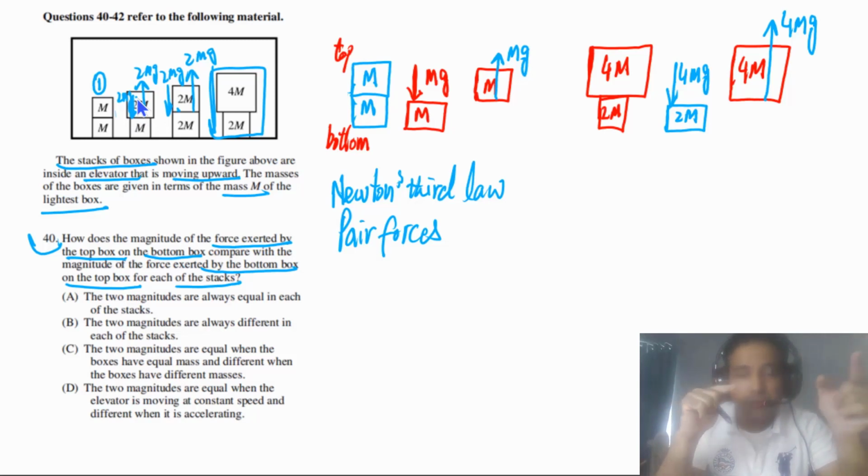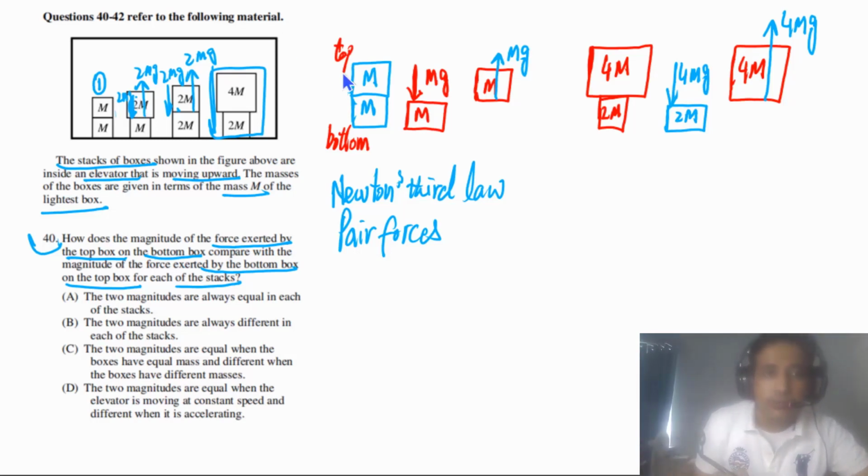In this case, these forces are action and reaction forces, and they form Newton's third law pairs. That's the reason these forces are equal in magnitude and opposite in direction. So now we need to figure out the answer. Option A says the two magnitudes are always equal in each of the stacks. Yes. So the answer for this question is A.